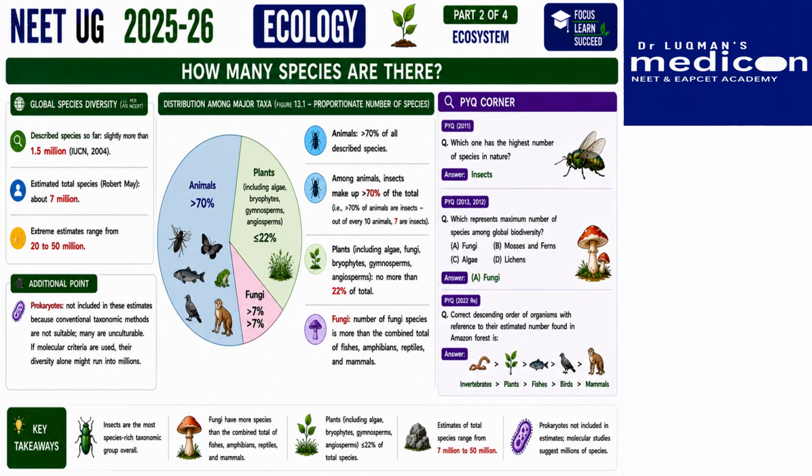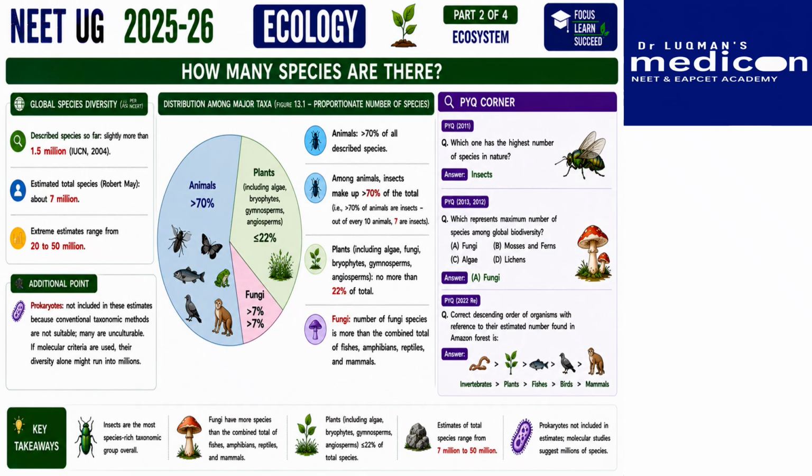Now comes the additional points. Prokaryotes are not included in these estimates because conventional taxonomic methods are not suitable. Many are unculturable. If molecular criteria are used, their diversity alone might run into millions. So why the prokaryotes are not included in the counting of the global species diversity could be a question, and there could be some statements. You had better focus on this point in order to get your answer correct.